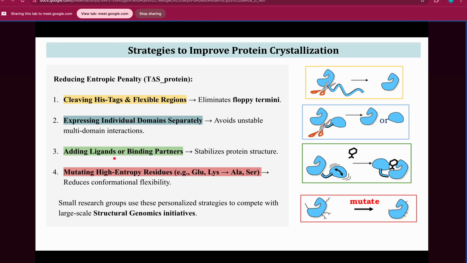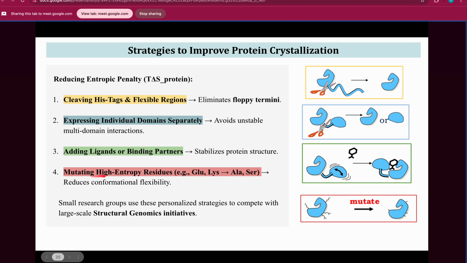The next thing we can do is add ligands or binding partners, which stabilize the protein structure. If we have two different domains or a larger protein, those ligands bind to it and stabilize its structure so that proper crystal formation can take place and we can reduce this entropic penalty.